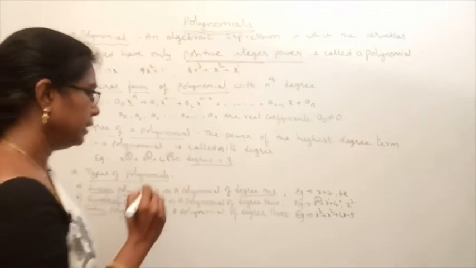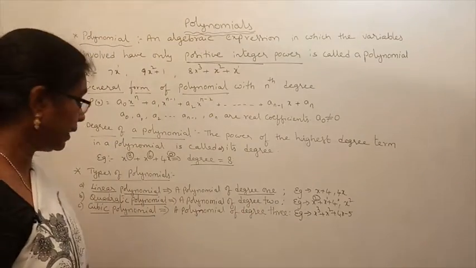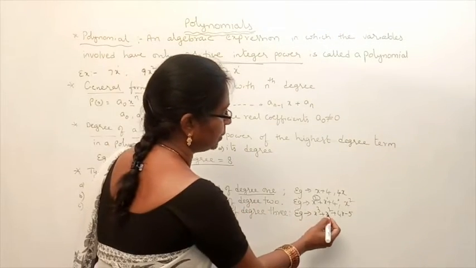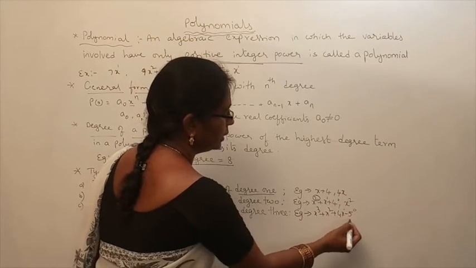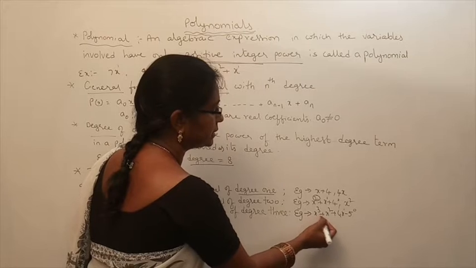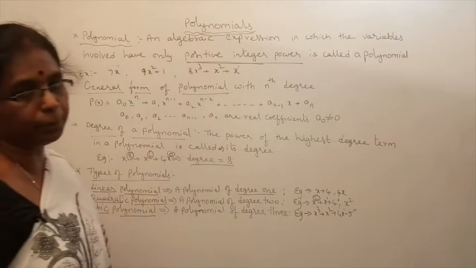Now cubic polynomial means degree 3. A polynomial of degree 3 we call a cubic polynomial. For example, x cube plus x square plus 4x plus 5. Here the powers are 3, 2, 1, 0. Then what is the highest power? 3. So the degree of this polynomial is 3. Then this is called a cubic polynomial.